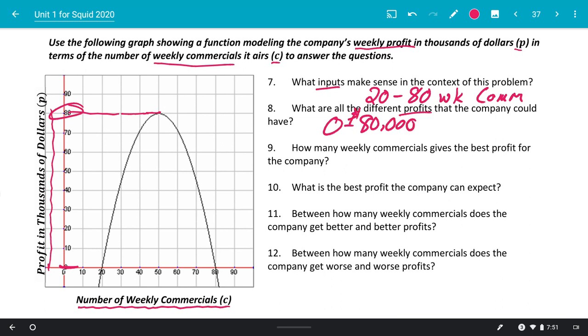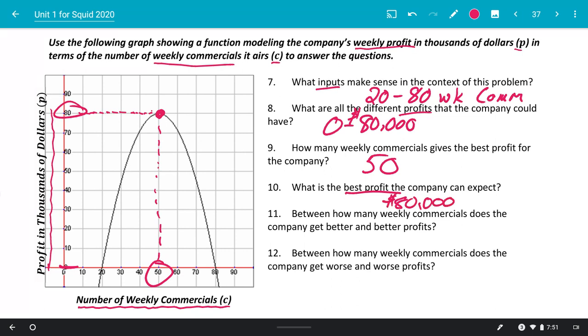Okay. How many weekly commercials give the best profit? That means I'm looking for my maximum. My maximum is right here. The number of commercials that gives me that maximum is 50. What is the best profit the company could expect? Again, I look at that maximum. Now I'm looking at the profit, which is $80,000.